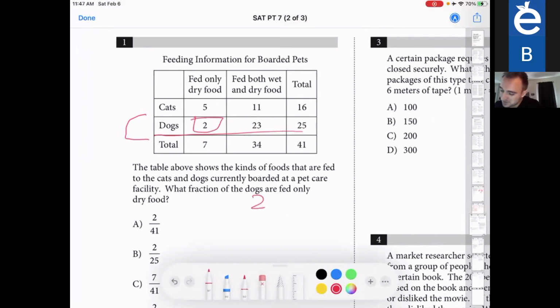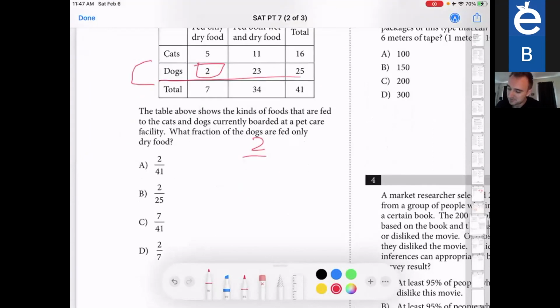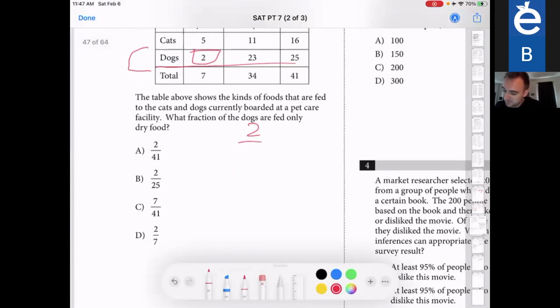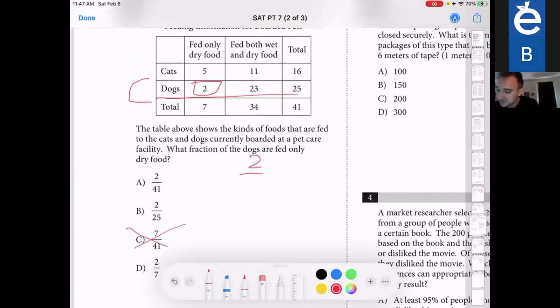So it's definitely going to be 2 over something, but it's important to find, right? So that knocks out a couple, well, it knocks out C, it's definitely not that one. What fraction of the dogs are fed only dry food? Well, fraction of the dogs, they're not saying fraction of the total number of pets. So 41 is not relevant to us. So not that either. And also 7, we're not talking about the fraction of pets that are only fed dry food. So not 7 either.